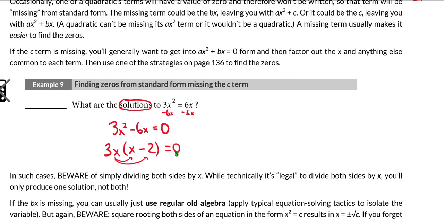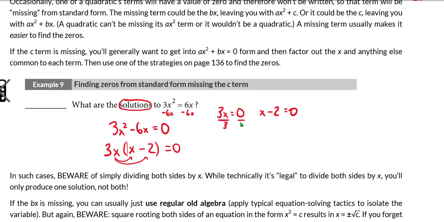Now, what I'm going to do is use the zero product property. I could also use what we talked about a few pages ago. I think on page 136 at the top, we said that if the coefficient in front of the x is 1, we can just take the opposite of this number here. So we know 2 is going to be one of the zeros or one of the solutions here. But again, I'm going to use the zero product property just to keep this a little bit more formal and a little bit more systematic.